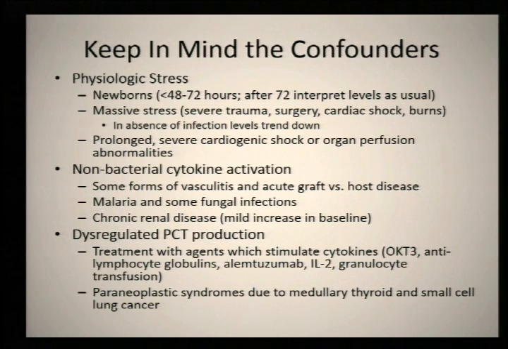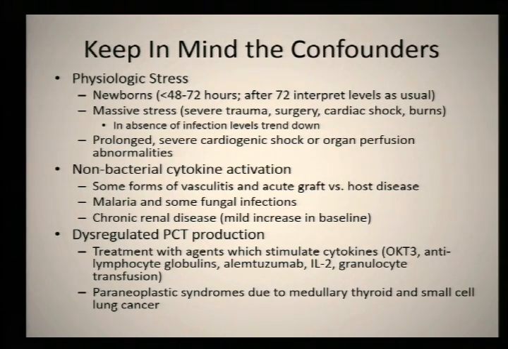And then there's some dysregulated things where if you give people like antithymocyte globulin or alemtuzumab or IL-2, they'll get dysregulated procalcitonin production because their T cells are all being killed off or things like that. And some of that can be pretty prolonged. And then paraneoplastic syndromes where you're producing calcitonin would produce lots of procalcitonin. So important to know these things, particularly this top one, for interpreting your levels.